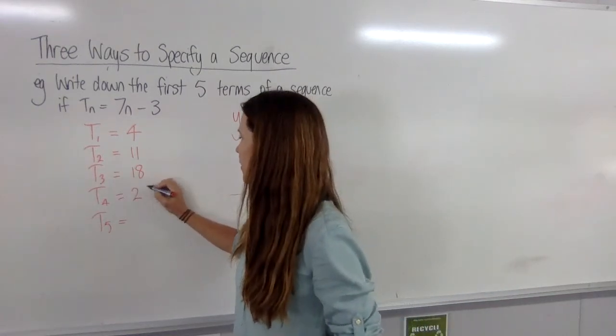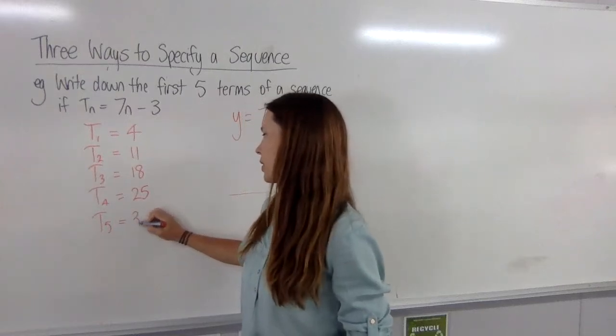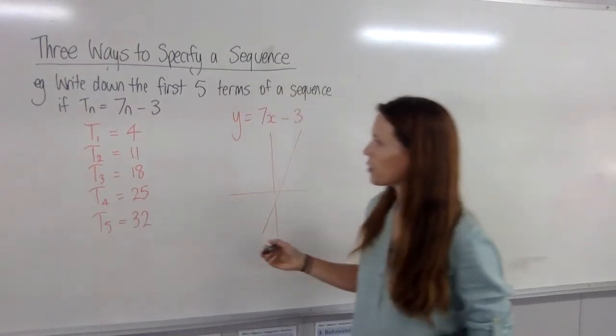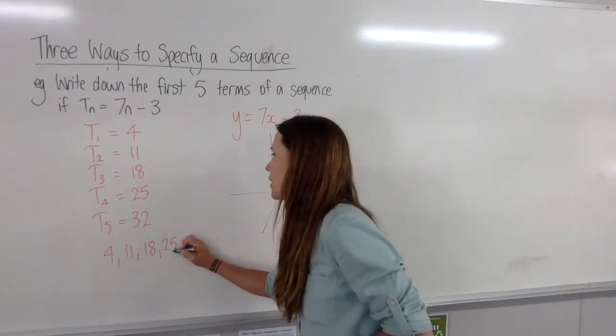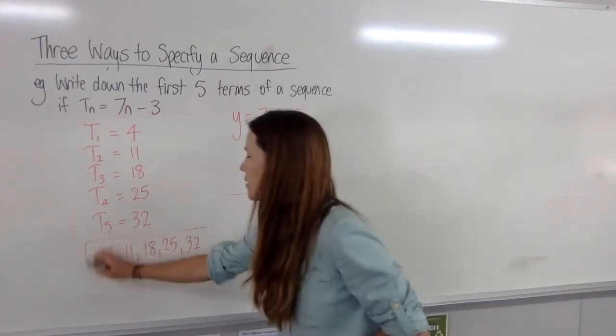So we're going up by 7s, and once you spot the pattern, that might be the quickest and easiest way to get your terms. You could then obviously write them out like this if you wanted to, and you've got your answer looking nice and tidy.